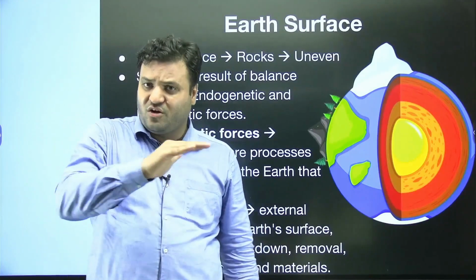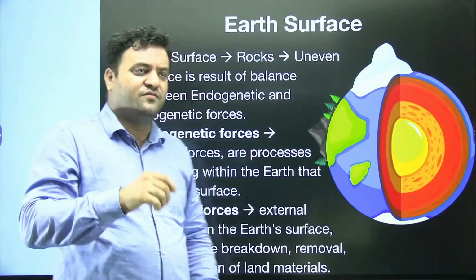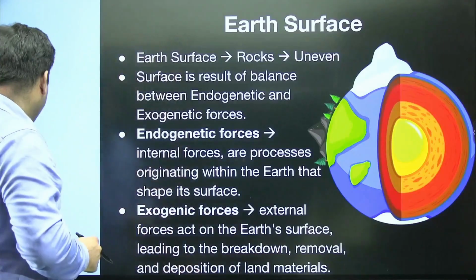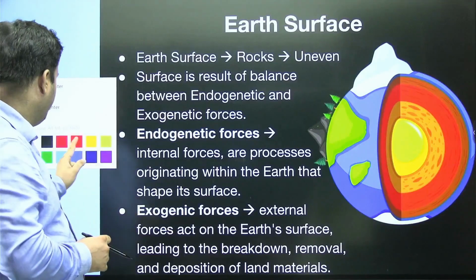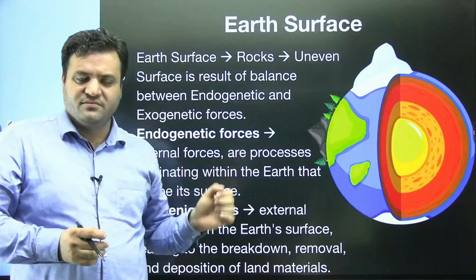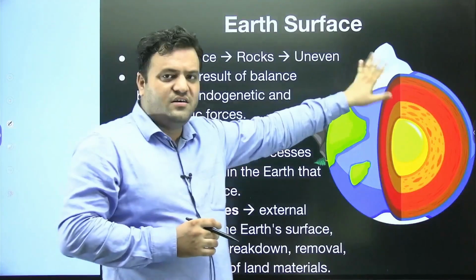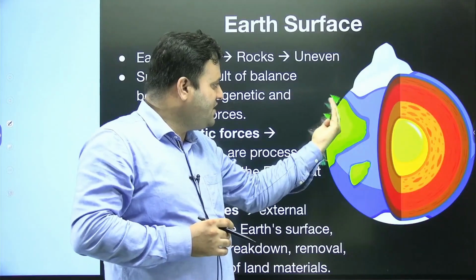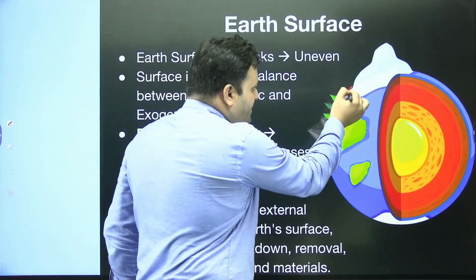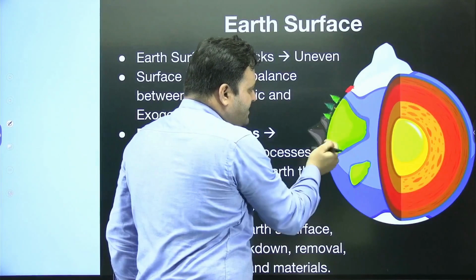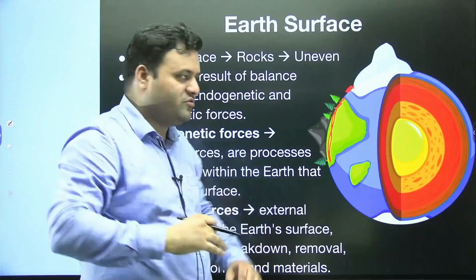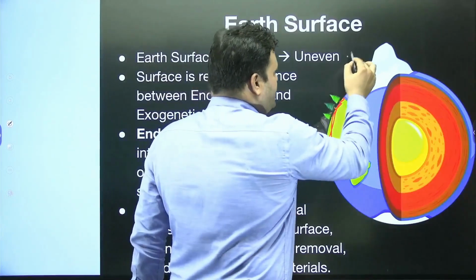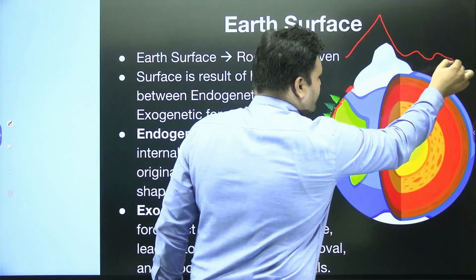So this surface is highly uneven. The surface is not uniform. Our Earth's surface is highly uneven. Somewhere you will see mountains. Somewhere you will see some sort of steeper areas, plain areas. Somewhere you will see declining areas. I mean, in terms of their slope, you will see slope like this.